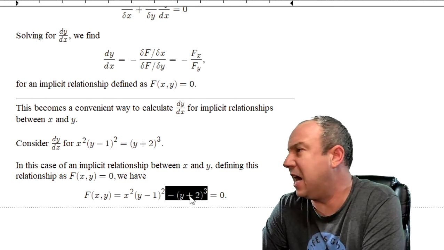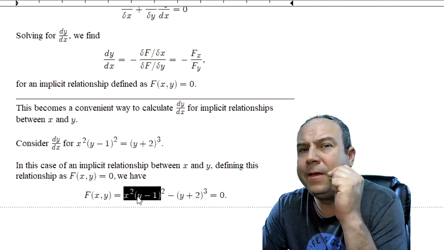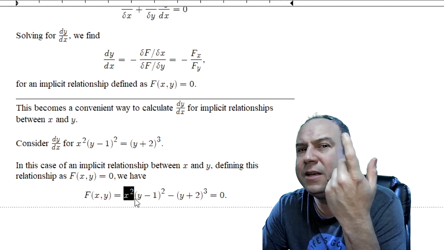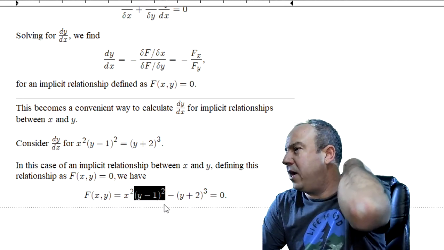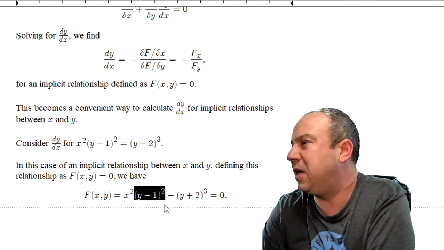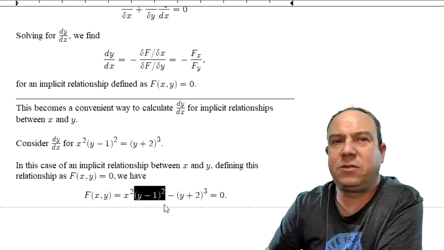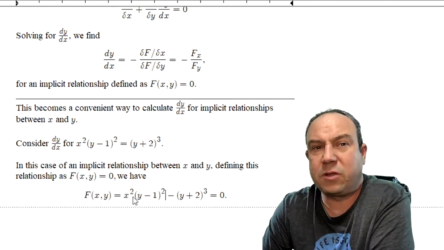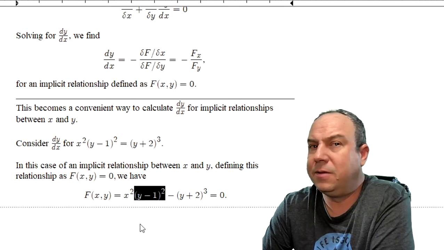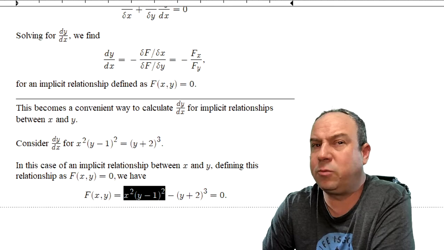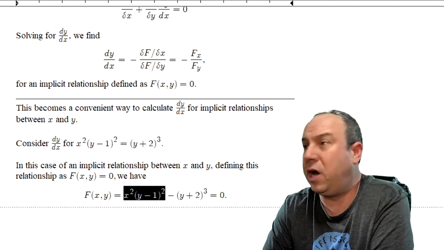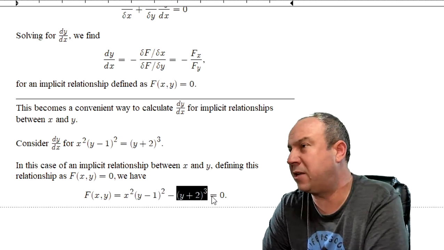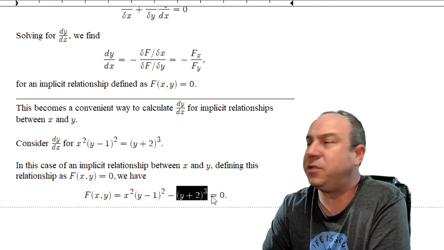this is all a constant, so that will zero away. Here's our only factor in the first term with respect to x, and its derivative would be 2x times this constant y minus 1 squared. So with respect to x, the partial of big F would be 2x times y minus 1 squared. Whereas with respect to y, it would be the partial of this first term, which would be 2x squared times y minus 1, minus the partial of the second term with respect to y, which would be 3 times y plus 2 quantity squared.